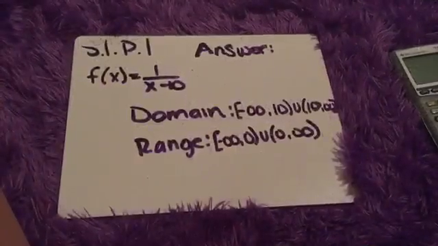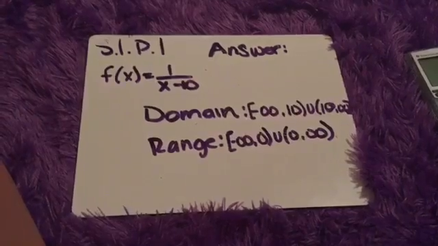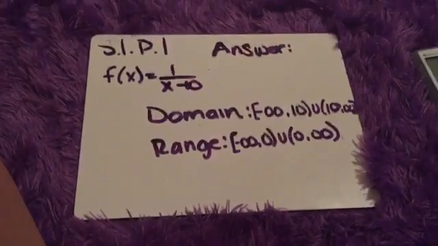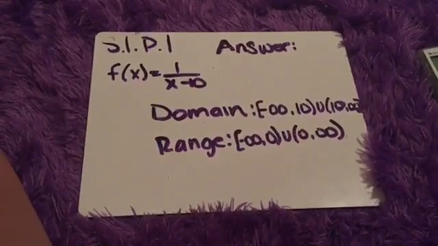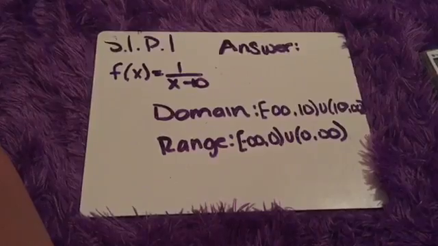After graphing and finding where the graph does not come to the axis, we come to our answer. The domain is negative infinity to 10 union 10 to infinity, and the range is negative infinity to 0 union 0 to infinity.